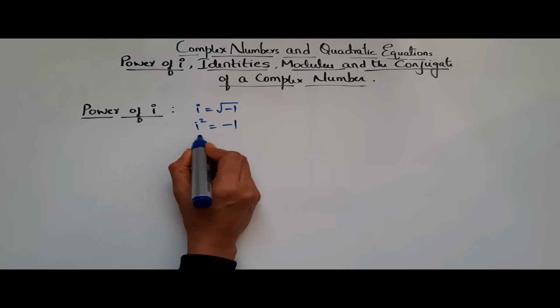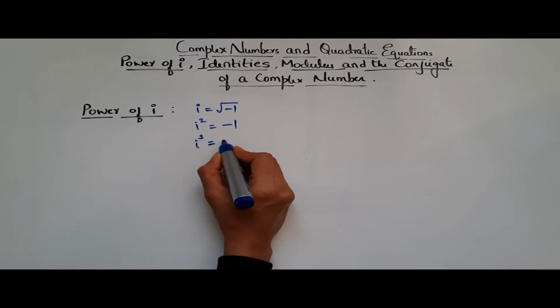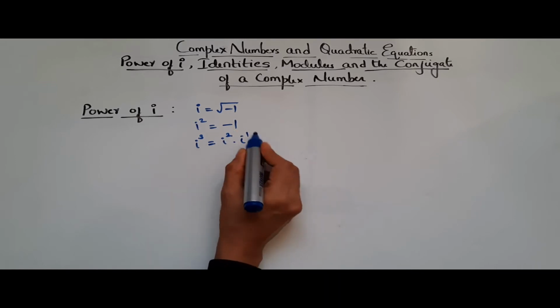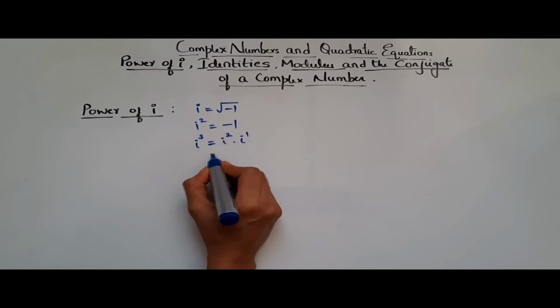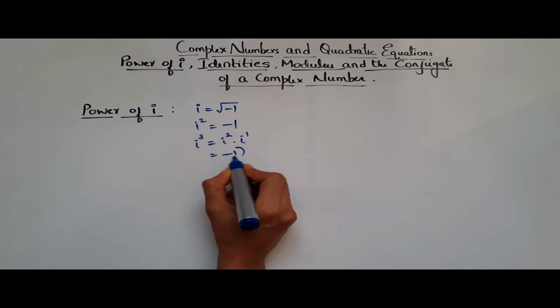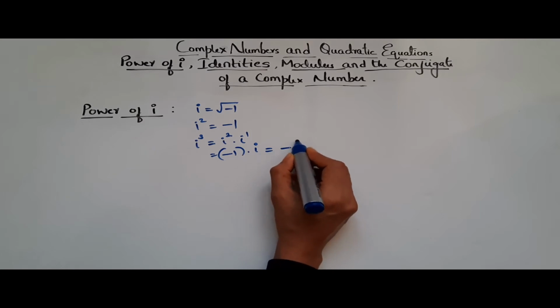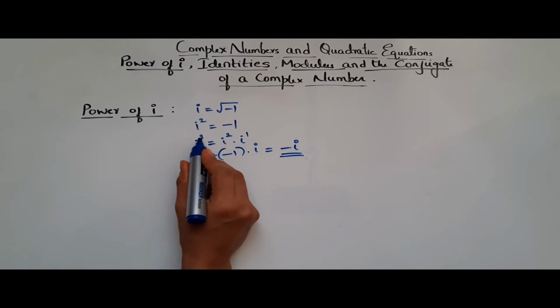What is i power 3? So this i power 3 you can write as i square into i power 1. Here i square is minus 1 into i power 1 is i. So therefore this will be minus i. So i power 3 is minus i.